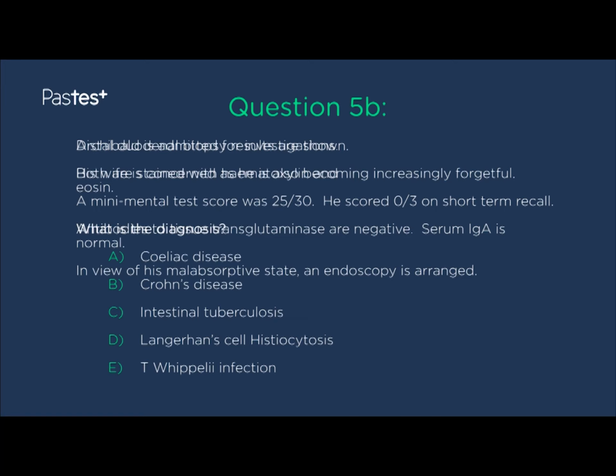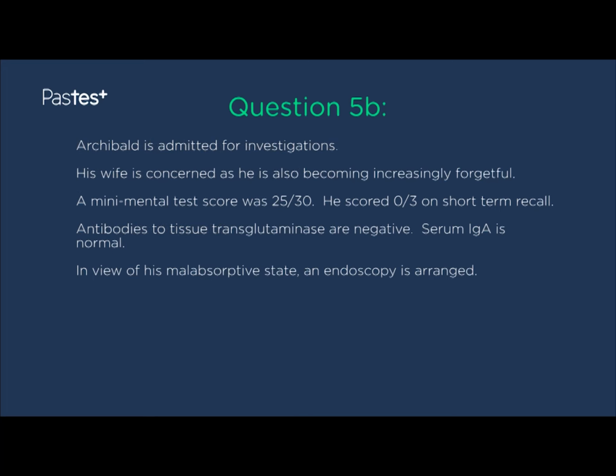So this gentleman's admitted for investigation, so it sounds like the vitamin D deficiency isn't the end of the story. His wife is concerned he's also becoming increasingly forgetful. A mental test score, 25 out of 30, but actually in that, 0 out of 3 on short-term recall. Antibodies to tissue transglutaminase are negative. Damn, that was sounding like celiac. Serum IgA is normal. That's useful because celiac disease is associated with IgA deficiency. Tissue transglutaminase is an IgA-based antibody test, so if you're IgA deficient, you can get a false negative tissue transglutaminase. So we always check IgA when we screen for celiac.